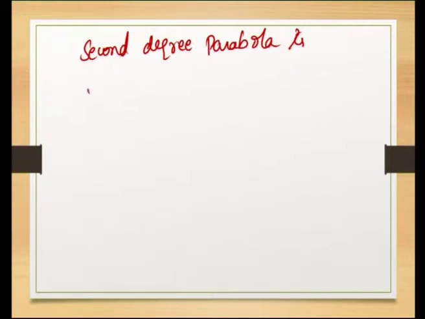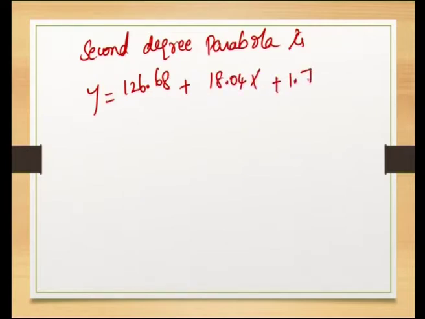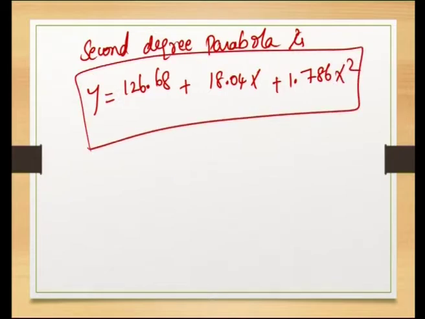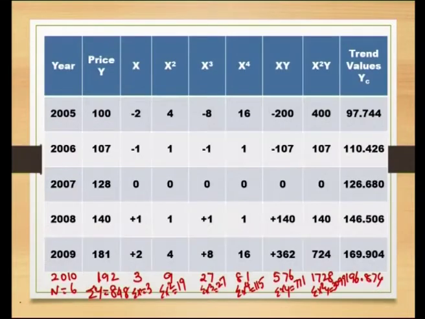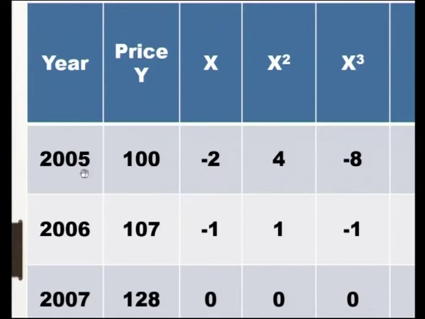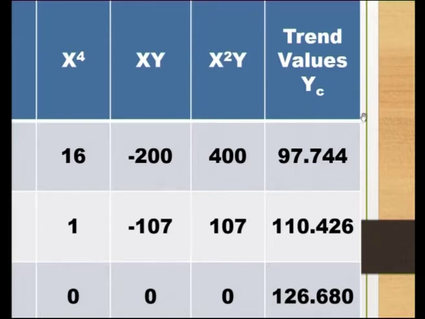The second degree parabola is y is equal to 126.68 plus 18.04x plus 1.786x square. Okay. This is the second degree parabola. Now, for computing the trend values, we have to substitute the corresponding x value. Corresponding to x is equal to minus 2 for the year 2005, we have to compute the corresponding value as 97.744.